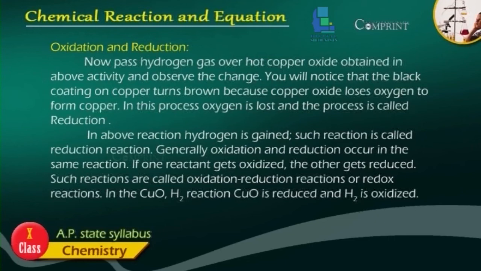In the above reaction, hydrogen is gained. Such a reaction is called a reduction reaction. Generally, oxidation and reduction occur in the same reaction. If one reactant gets oxidized, the other gets reduced. Such reactions are called oxidation-reduction reactions or redox reactions. In the CuO plus H2 reaction, CuO is reduced and H2 is oxidized.